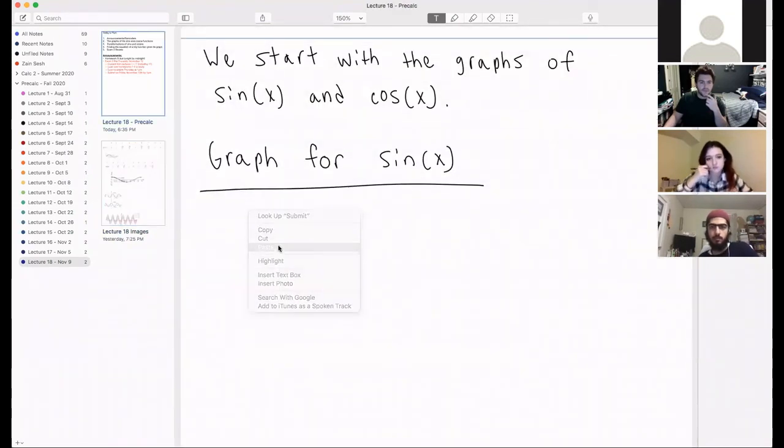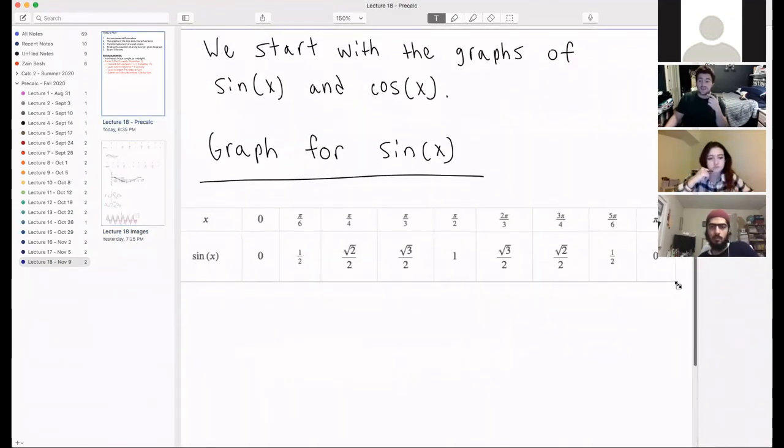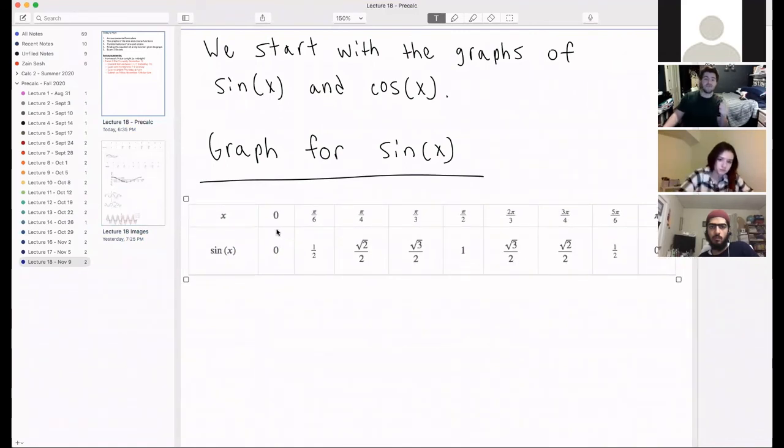Okay. So from our trig table, we actually have the values of sine at all of these nice angles. So we have 0, pi over 6, pi over 4, pi over 3, and so on. So these are the inputs, and then the bottom row is just the outputs of the sine function. So this is just a good old-fashioned function table for sine of x. It's just a function table.